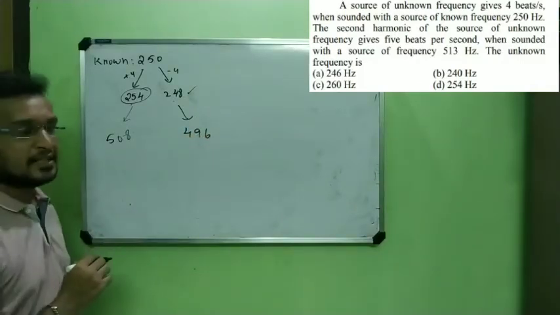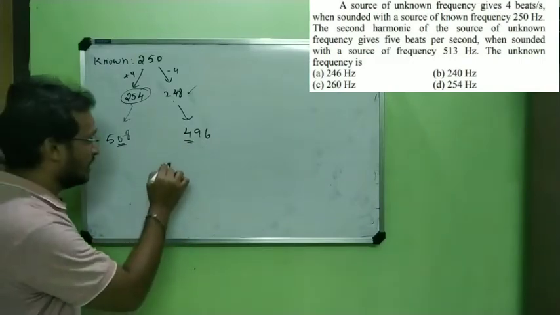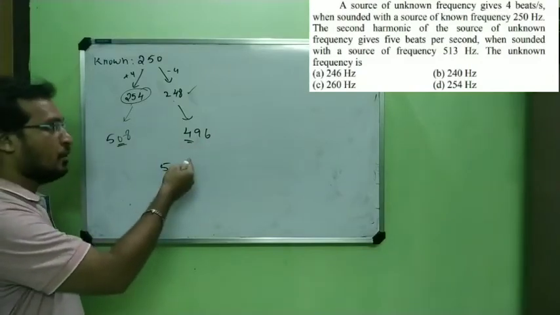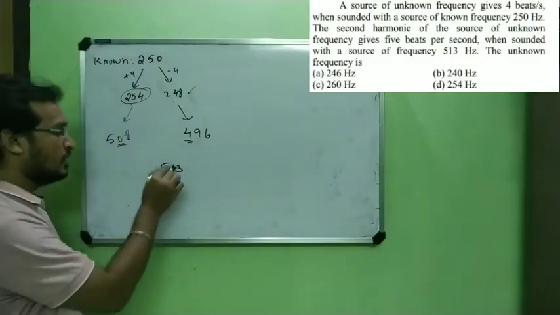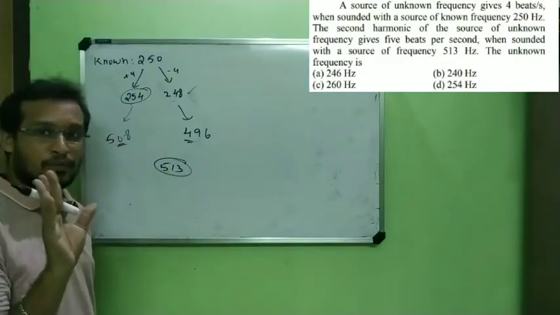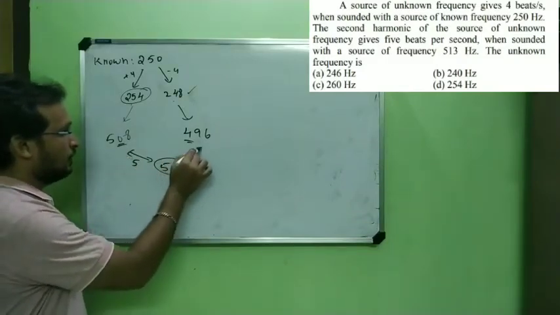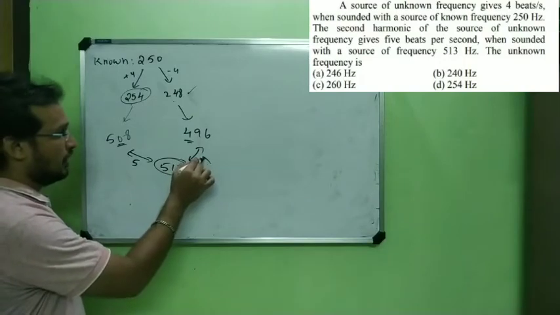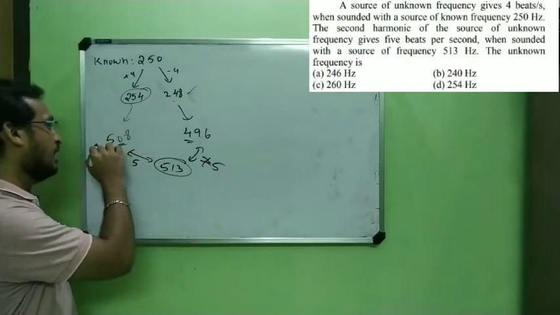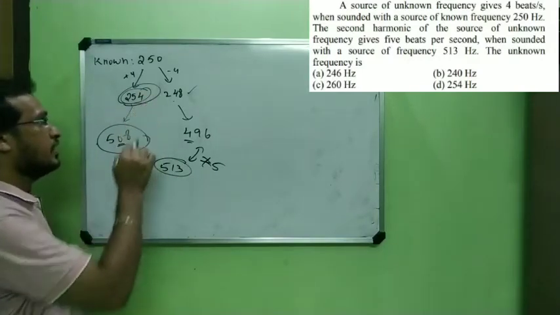This second harmonic, we don't know which is correct, gives 5 beats with 513 Hz. 5 beats means the difference equals 5. Check the difference: for 508 the difference is 5. For 496 the difference is not 5, it is more than 5. So definitely 508 satisfies, which means the actual frequency is 254.